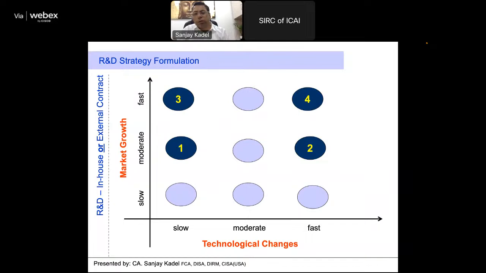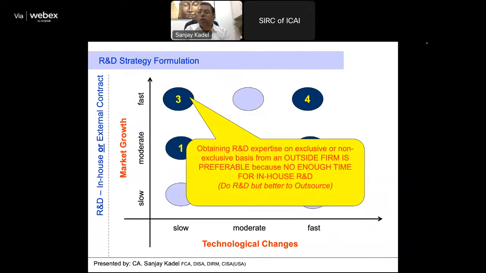In the third situation, the market is growing at a very fast pace, but technology is moving slow. Even though technology is moving slow, it may not be advisable to do in-house R&D. The reason is, as a company, business growth and utilizing the business opportunity is always the first priority. So in the third situation, you may not do in-house R&D. You may obtain R&D expertise from an outside firm. And when you obtain R&D expertise from an outside firm, it can be on an exclusive basis or non-exclusive basis.